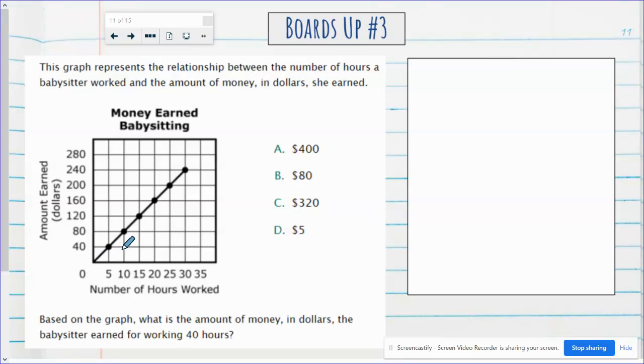The graph represents the relationship between the number of hours a babysitter worked and the amount of money that she earned. Based on the graph, what is the amount of money in dollars the babysitter earned for working 40 hours? So what I am seeing here is that this only goes up to 30 hours. But what I do notice, if I look at this point here, is that if I work 5 hours, I make $40.